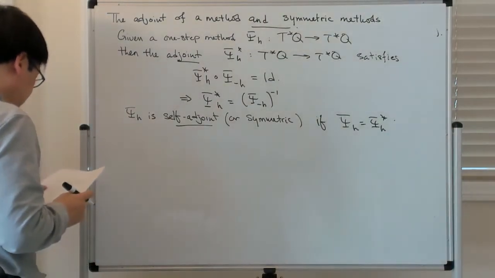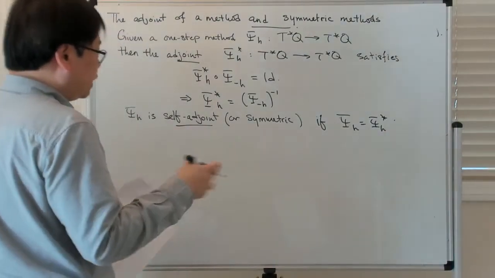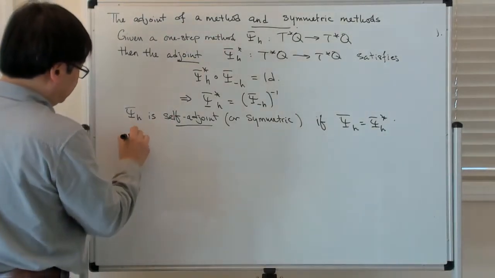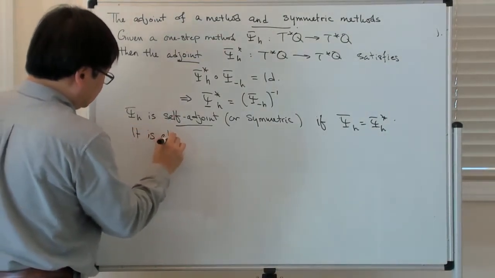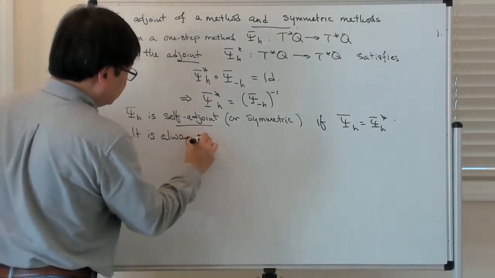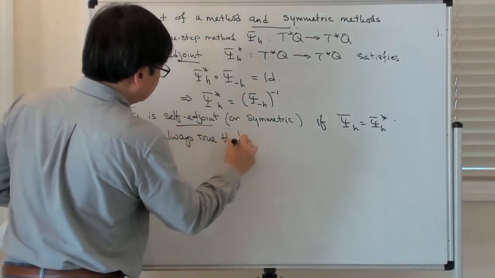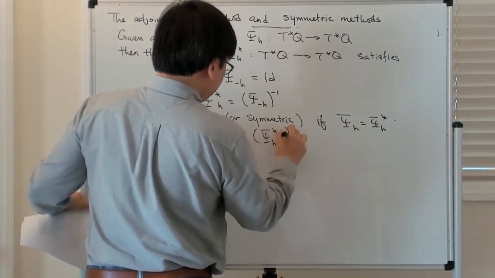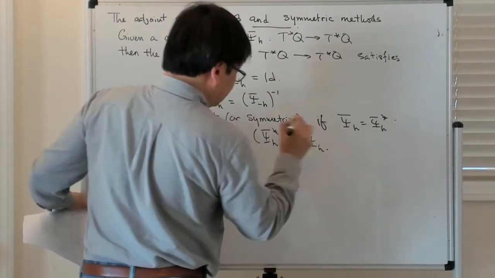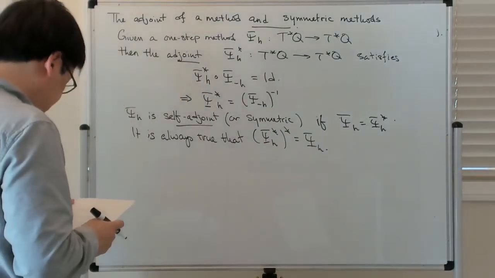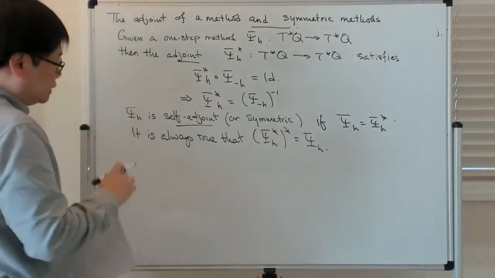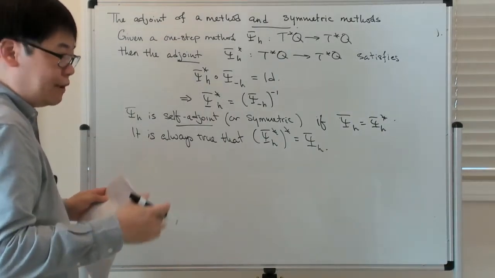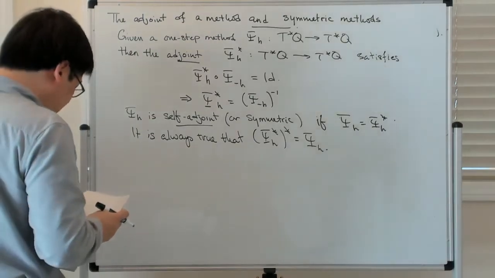And it's always true that the adjoint of the adjoint is the method itself. It is always the case that the adjoint of the adjoint is the original method. Okay, so now let's ask what happens if you are talking about a one-step method generated by a discrete Lagrangian.